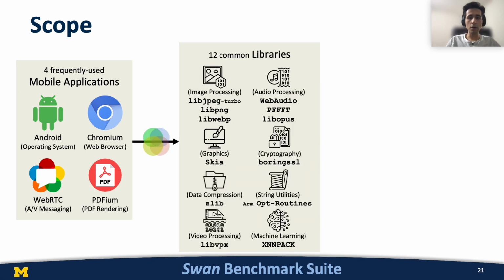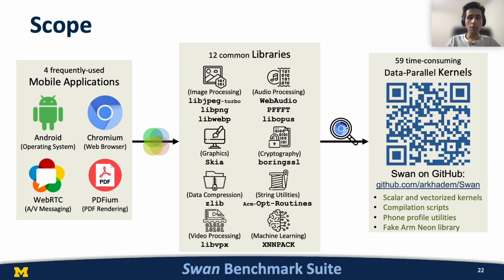To enhance the coverage of our benchmark suite, we pick 12 libraries that are commonly used in these 4 mobile applications from multiple domains. Finally, we profile Google Chrome while browsing top visited websites and pick 59 time-consuming data parallel kernels. The SWAN benchmark suite is maintained online on GitHub. You can access both scalar and vectorized versions of data parallel kernels, compilation infrastructure with multiple kernel execution modes, performance and power profiling utilities, and a fake ARM Neon library with wider vectors from the GitHub.